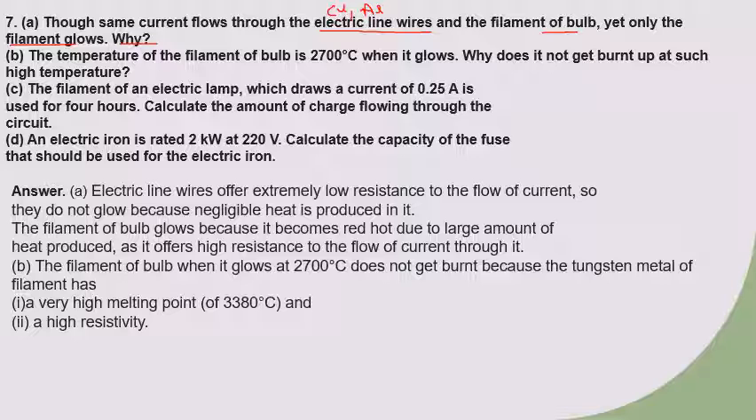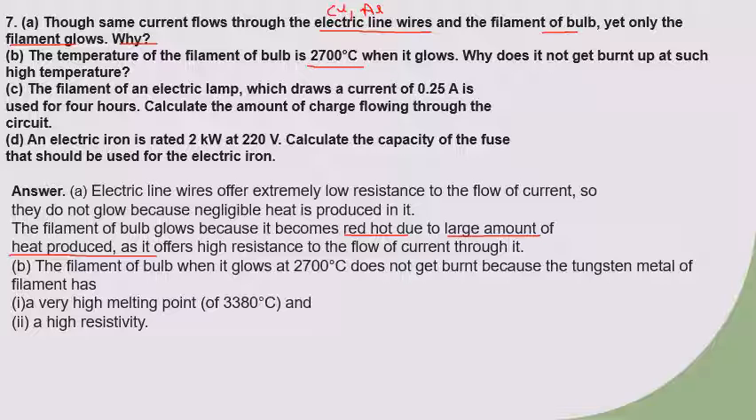But the filament of the bulb glows. Why does the filament glow? Because the filament is made up of tungsten, and tungsten offers a high resistance to the flow of current, and because of that it heats up and produces a glow. The filament of the bulb glows because it becomes red hot due to the large amount of heat produced in it, and in the bulb there is nitrogen mixed with argon which gets ionized and then it glows.